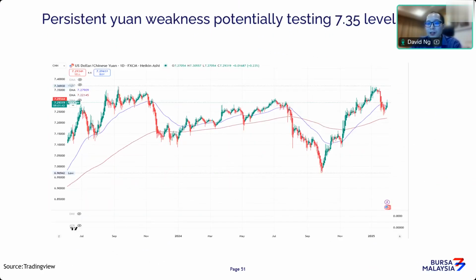Now, if you just look at CNH, the Chinese currency pair, the 735 is what we call a critical level. This is what the government also deems a critical level. So anything that's above 735, I think the government will start to step in.